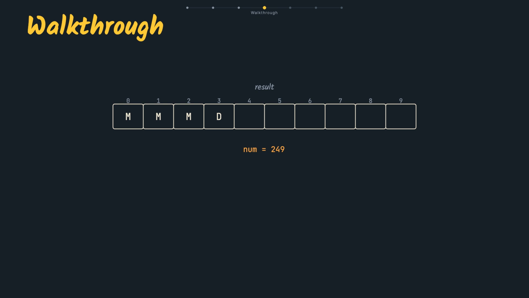749 is below 900, so skip that row. 500? That one fits. Write D, subtract, and we land on 249. Next, 100. It fits in 249, so write C down to 149. It still fits, write C again, leaving 49. 90 is too big for 49. 50 is too big. But 40 fits. Write the 40 pair, and 49 drops to 9.